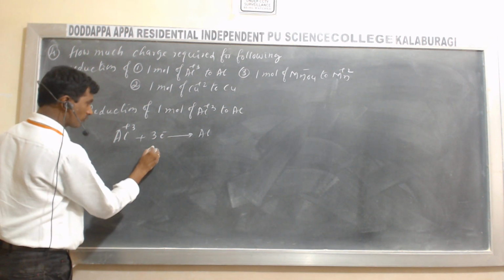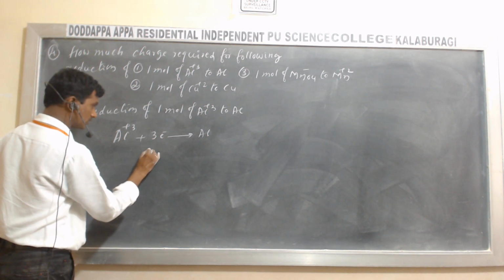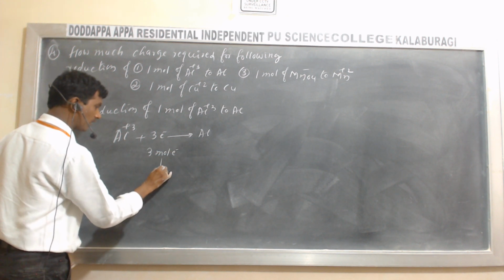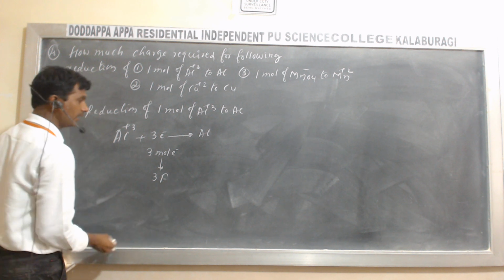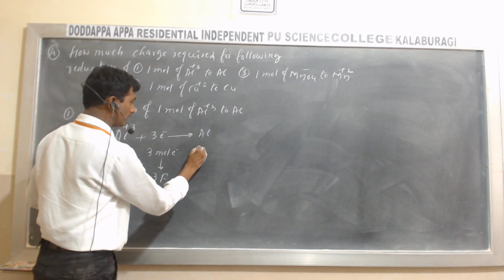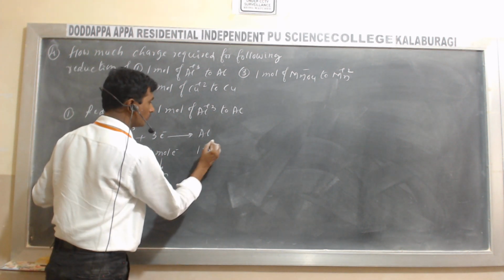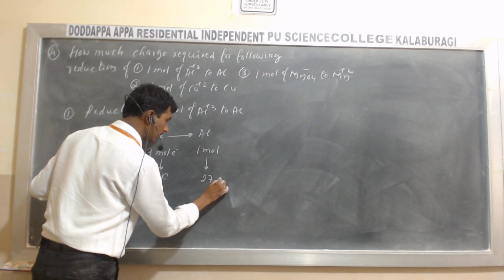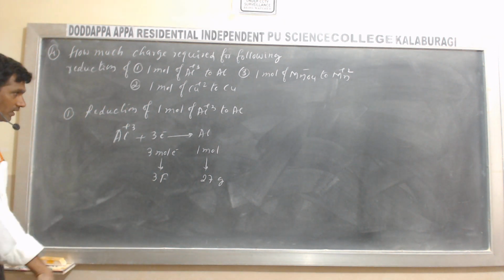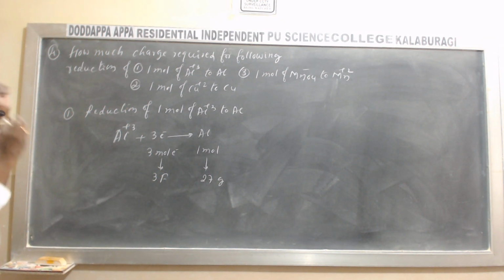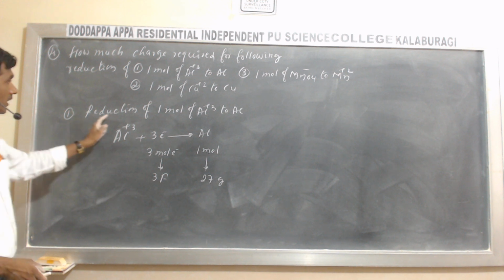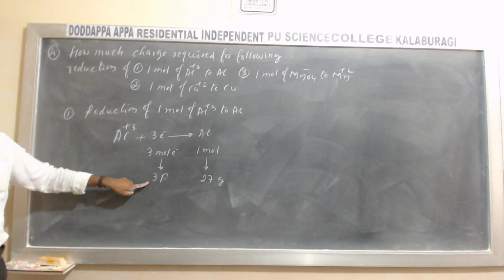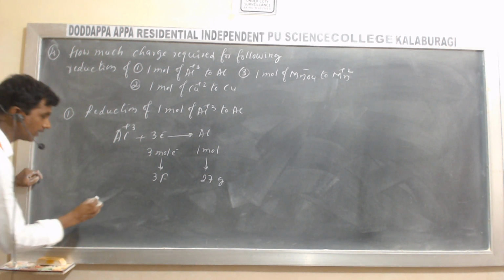So 3 moles of electrons, the reduction of Al3+, 3 moles of electrons is equal to 3 Faraday. So 3 moles of electrons give 1 mole of aluminium, which is 27 gram. So for the reduction of 1 mole of Al3+ to Al, how much charge is required? 3 Faraday.